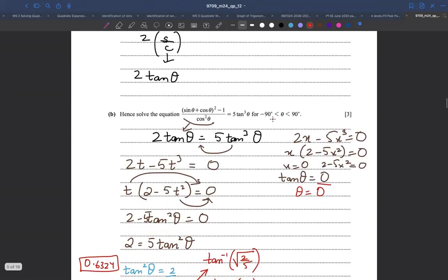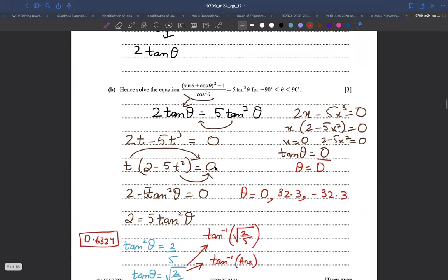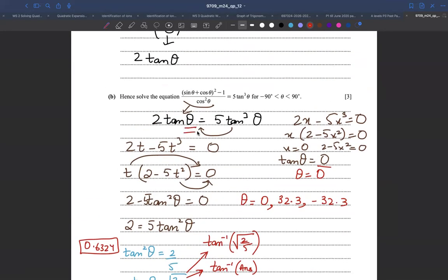Now, I have to go from minus 90 to 90. Right. So theta will have values what? That will be 0. One of the values will be 32.3. And I'm saying one of the values will be minus 32.3 as well. Okay. How can we confirm this? Well, what I want you people to do is put minus 32.3 over here. If it is coming out as equal, it means my values are correct.